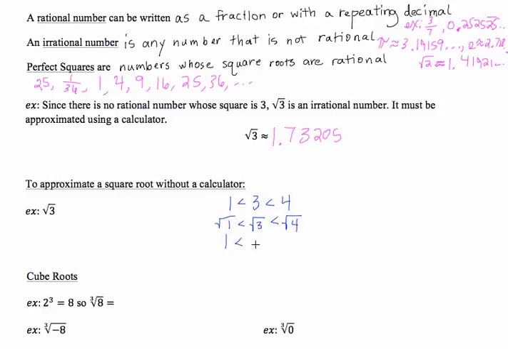So 1 must be less than the square root of 3, which must be less than the square root of 4. Square root of 4 is 2. So what that tells you is roughly the square root of 3 is between 1 and 2. Alright, so that's just a real rough approximation, you can say. So the square root of 3 is between 1 and 2. And it is. That is what we approximated, 1.7.